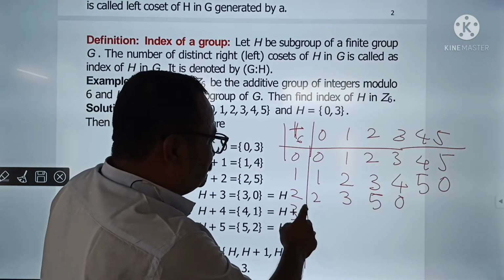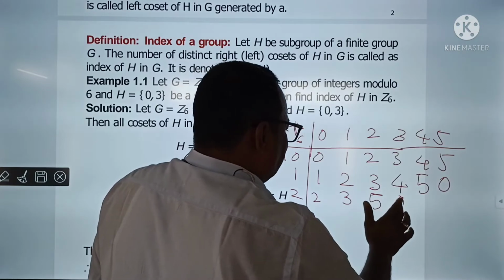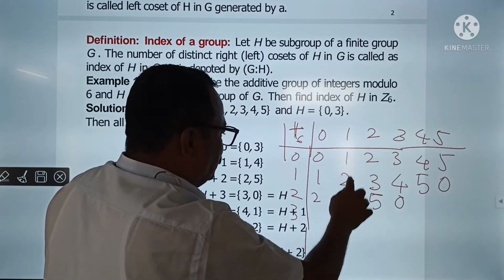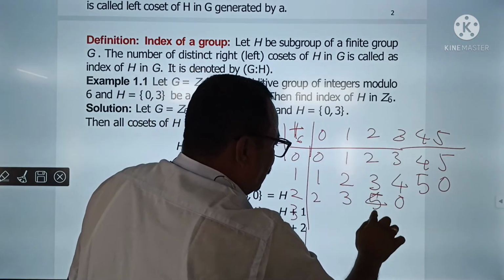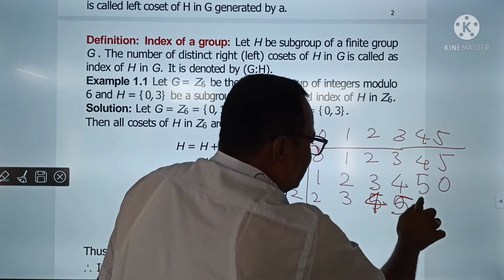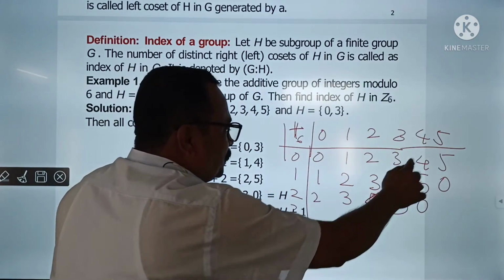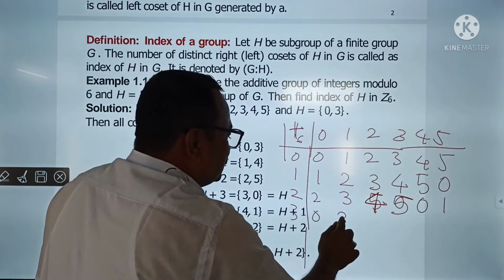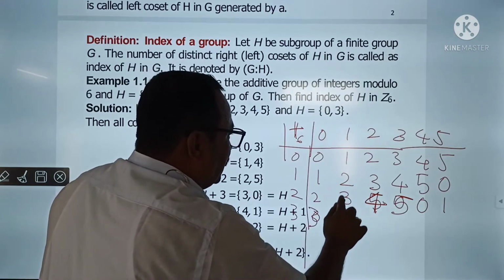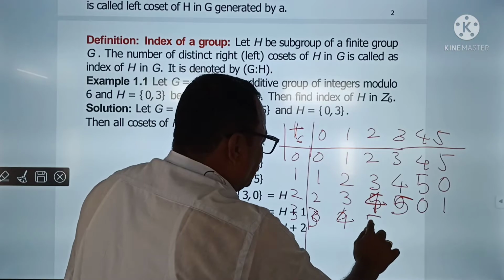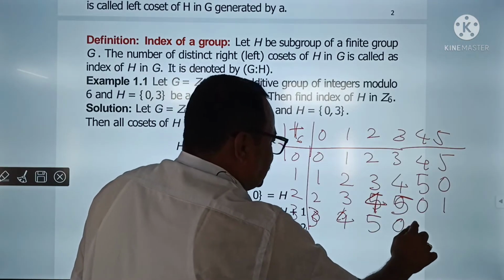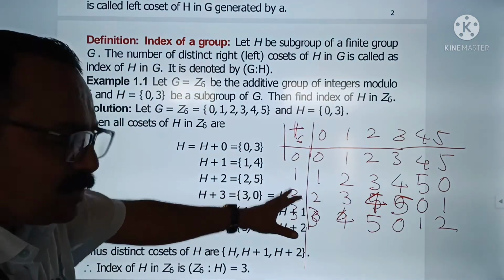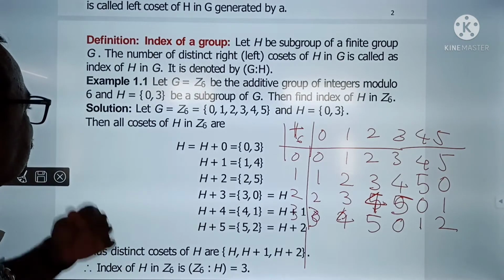So 2 plus 0, 2 plus 1, 2 plus 2 here is 4, here is 5 and here is 0, that is 2 plus 4 is 6, and 2 plus 5 is 7, divided by 6 the remainder is 1. Similarly, you can prepare this: 3 plus 0 is 3, 3 plus 1 is 4, 3 plus 2 is 5, 3 plus 3 is 6, 3 plus 4 is 7, 3 plus 5 is 8, divided by 6 the remainder is 2. I think you can get this point. Okay, this is addition modulo 6.